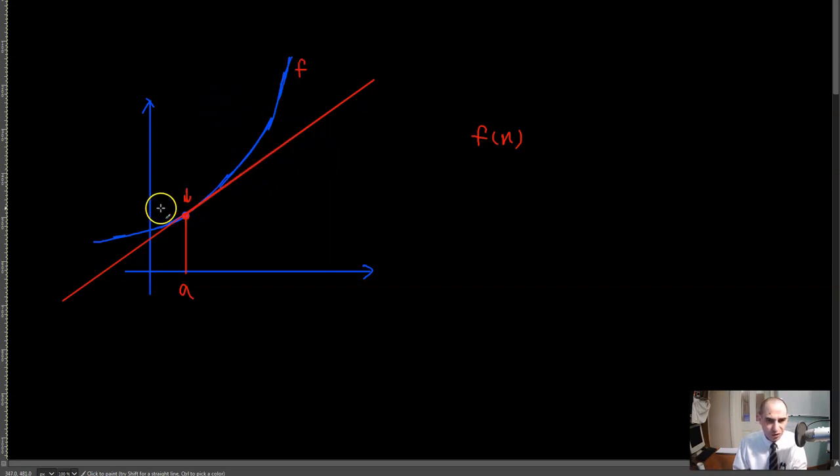You have a function f, you want to find the slope of this line, and then based on that, write the equation of the line. And it just simply needs simple algebra, nothing more than that.